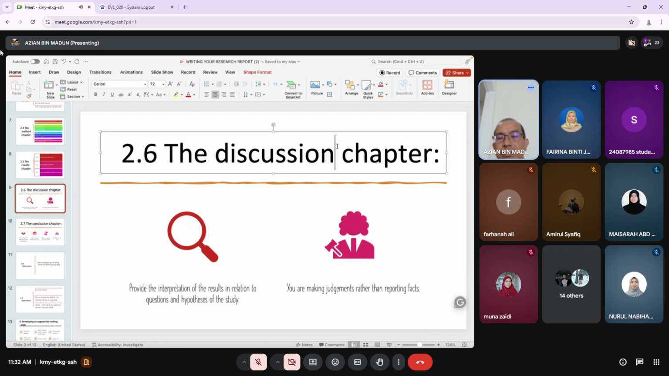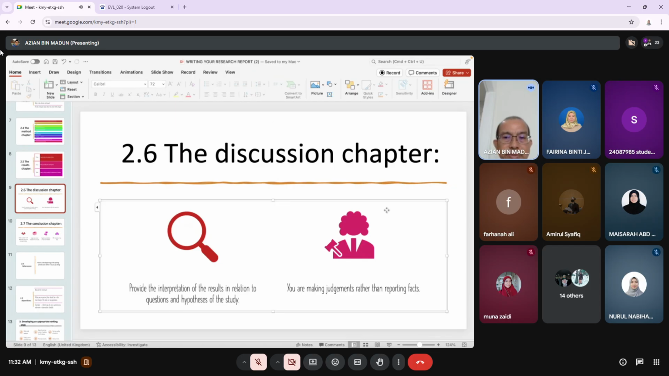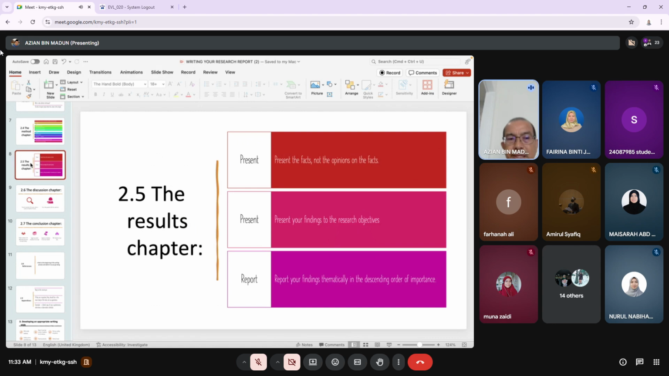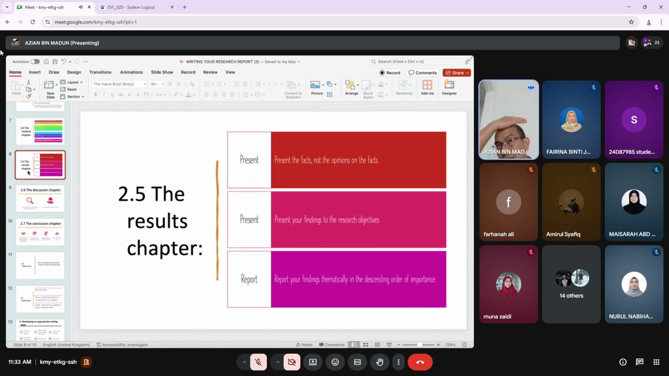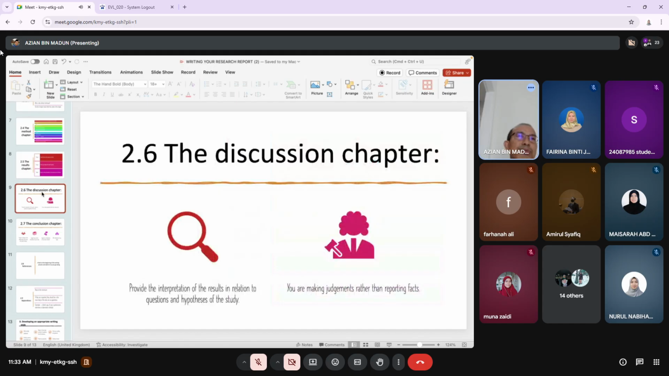democracy. So you don't say that democracy is bad or monarchy is good, or monarchy is bad, democracy is good. It's not like that. You make your judgment: why does this thing happen? So that's how you differentiate between results and discussion. Okay, so basically that's the difference between the results and discussion chapters. Results are basically what your respondents are telling you, and discussion is what you are interpreting.